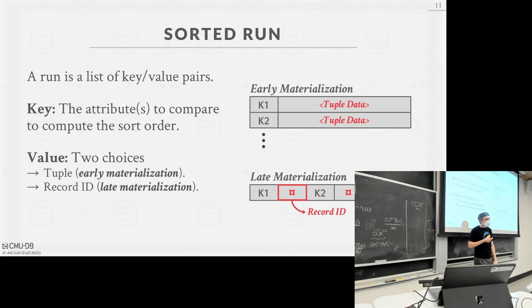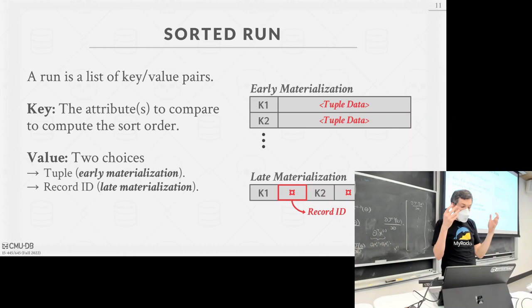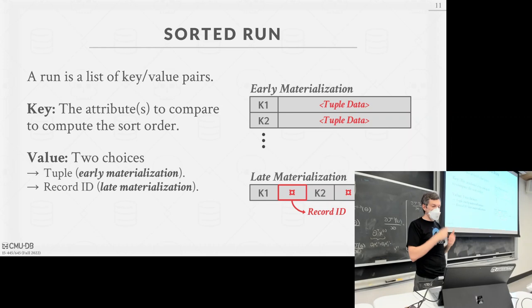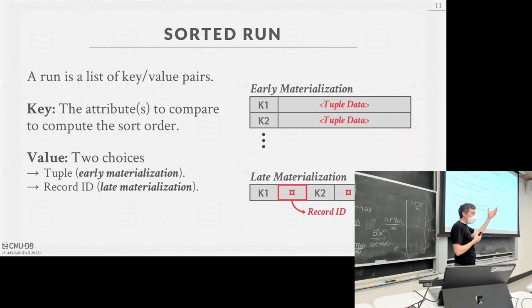You're going to filter out a bunch of the tuples early in the query plan, so that you don't fetch unnecessary data. Early materialization, again, has the advantage that I bring it into memory once, and I never have to go back to get it.